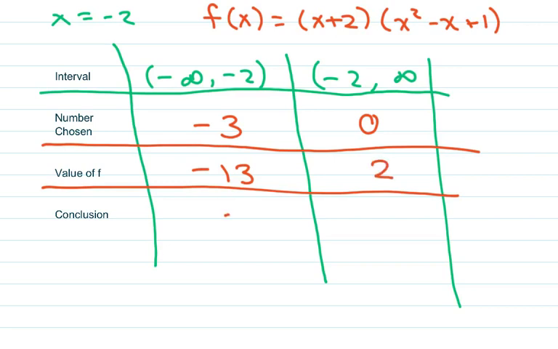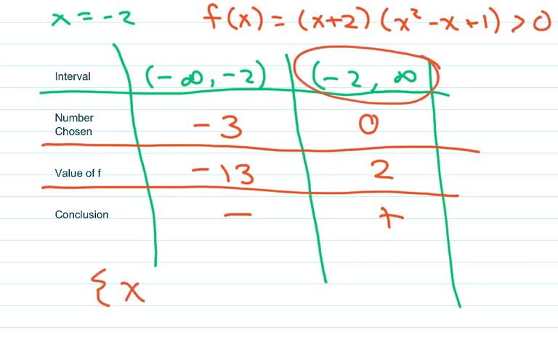Well, negative 13 is a negative number, and 2 is a positive number. And we want this to be positive, so we're picking this interval. Therefore, our solution set is x such that x is greater than negative 2. This is what would be x is greater than negative 2.